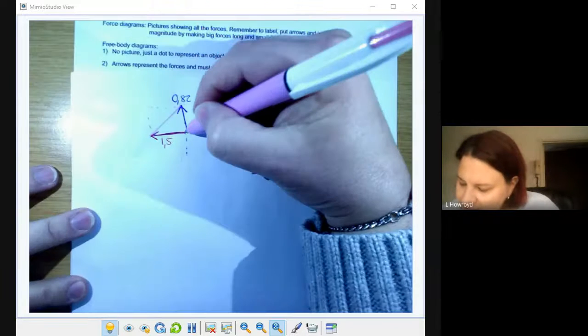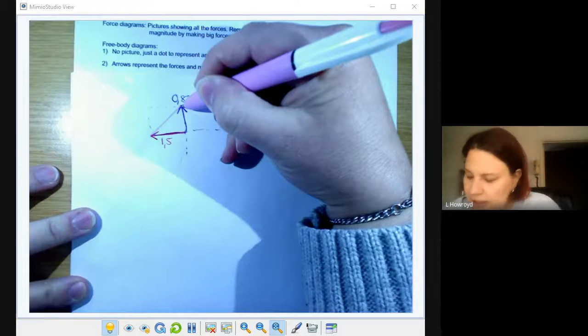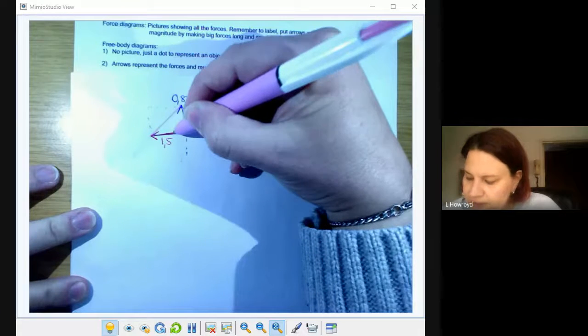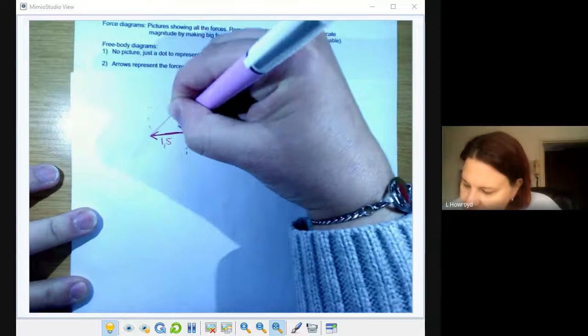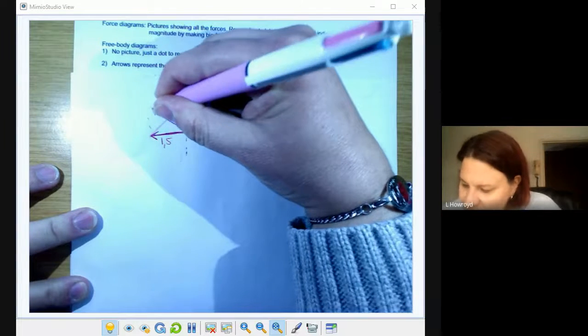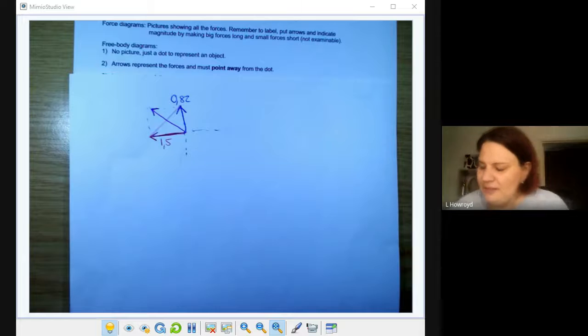Now let's think about this. If somebody is swimming in this direction and there's a current pulling him in that direction, that means that he would land up going in that direction. Does that make sense?